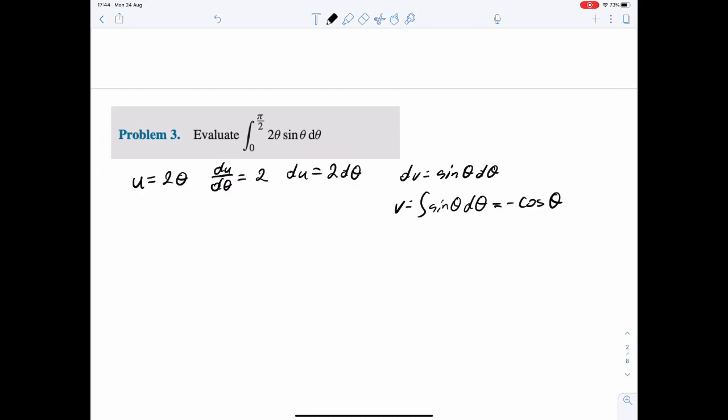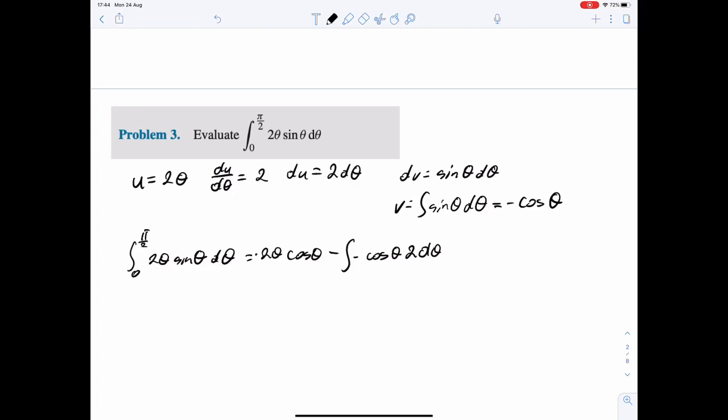So now I'm going to put it all together, so that integral, or before I go into my definite integral, I'm going to calculate the indefinite one. So the integral of 2 theta sine theta d theta is the same as uv, so uv equals 2 theta, minus goes in front, cos theta, minus the integral of v du, minus minus cos theta 2 d theta.